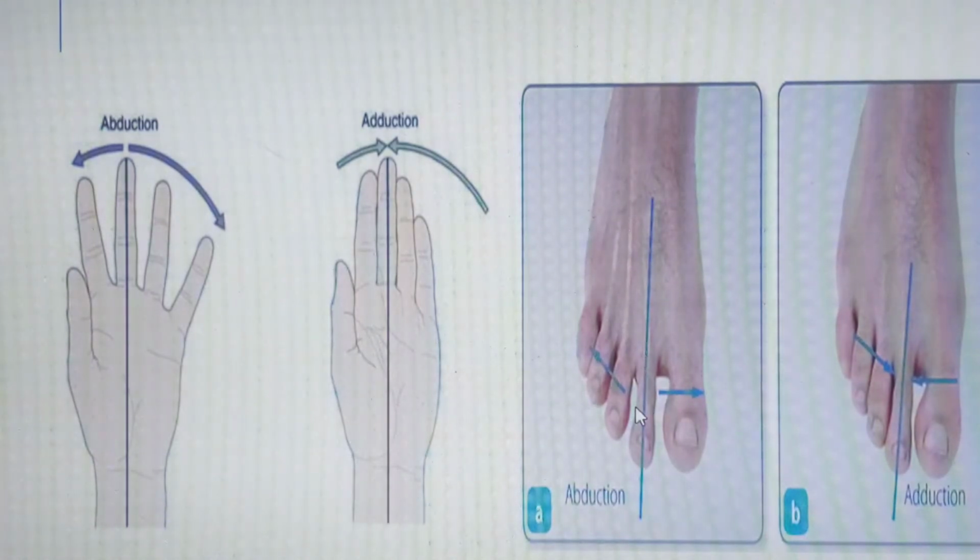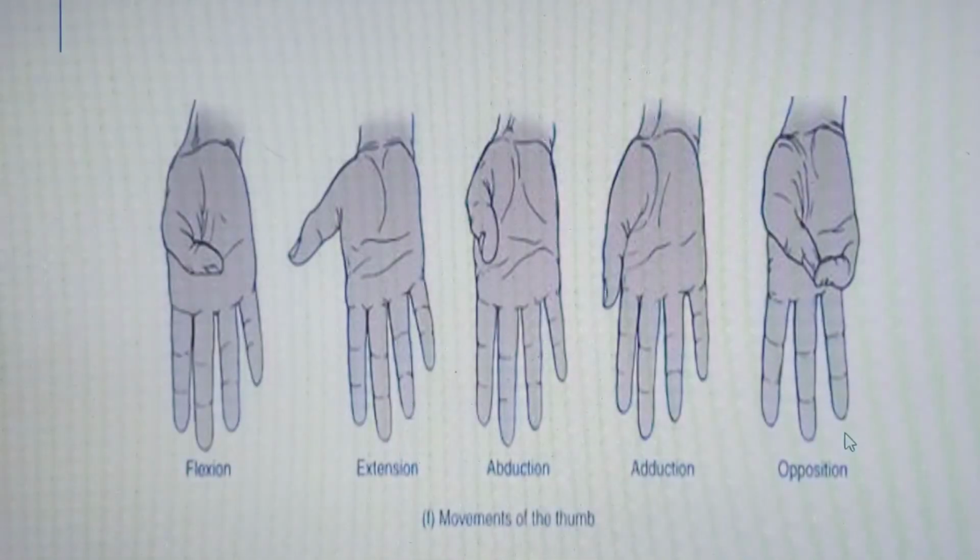If you say abduction, then it is with respect, this time, to the second toe. If you take the toes away from the second toe, that is abduction, the midline portion. Then if you take the toes closer to the second toe, we say adduction. So these are some dynamics that you have to actually know.